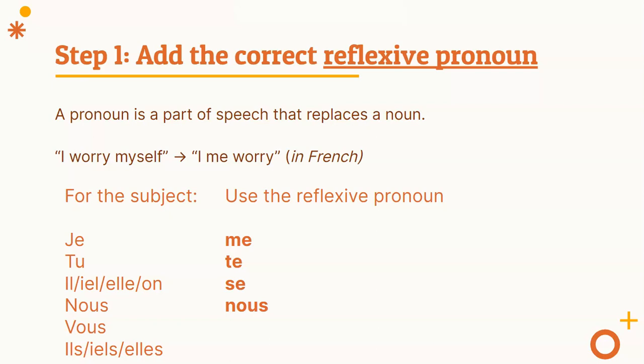This doesn't mean that you get a freebie and you don't have to add it. It means it's going to look a little funky where you're going to have nous nous, right? You're going to have the same word repeat twice next to itself. Same with vous, becomes vous vous. And ils, elles is also se, just like in the singular.